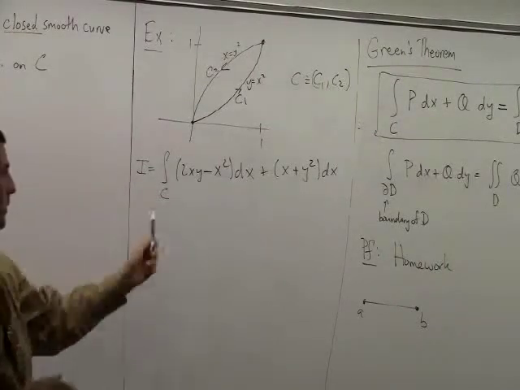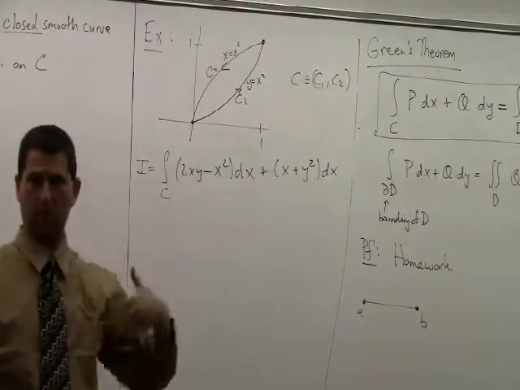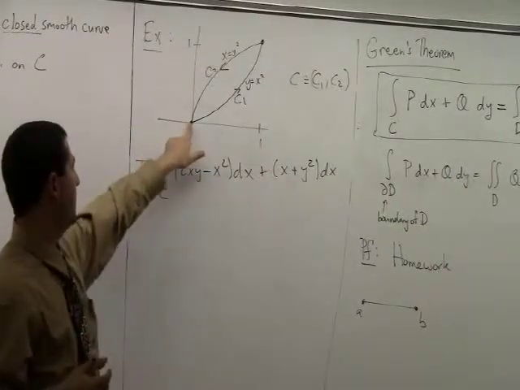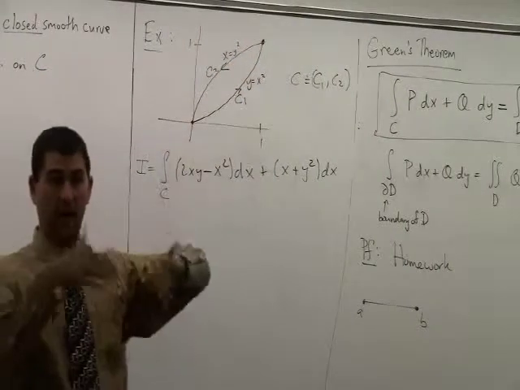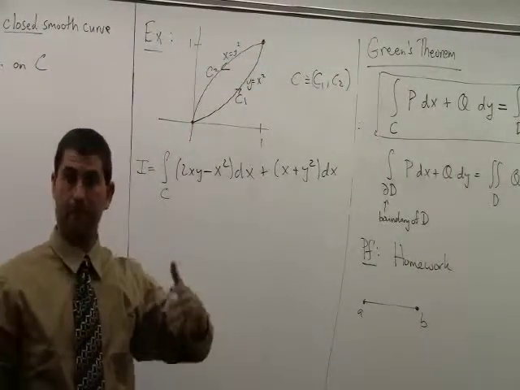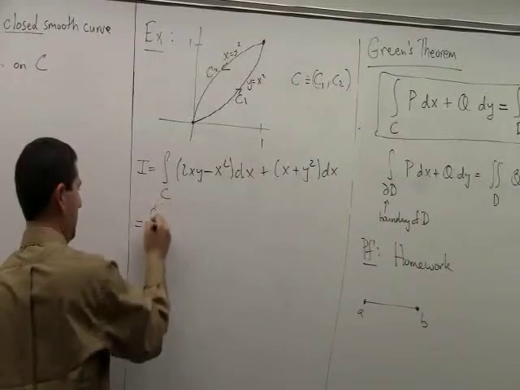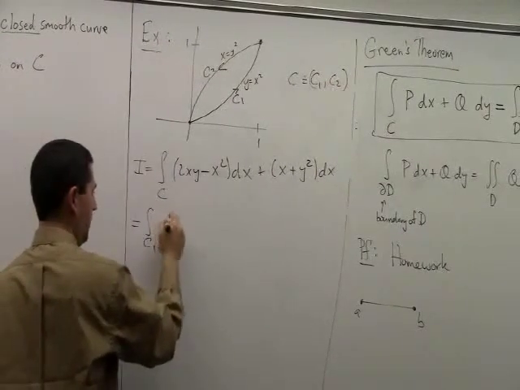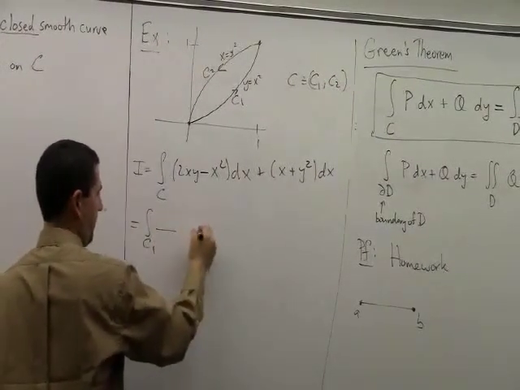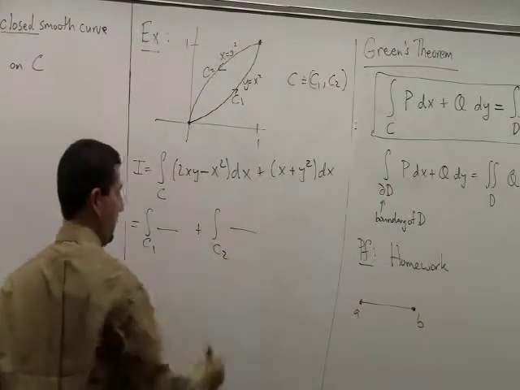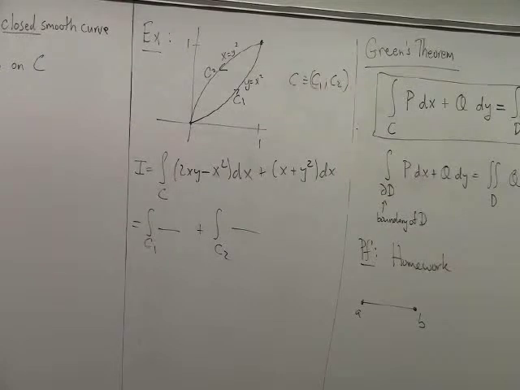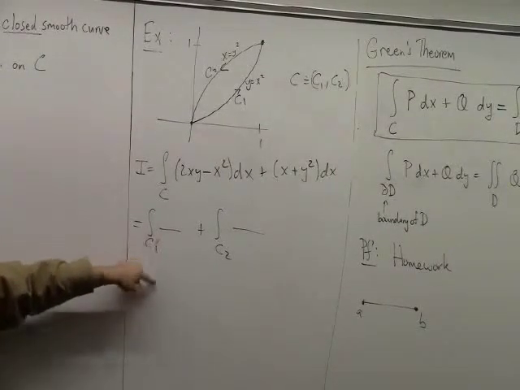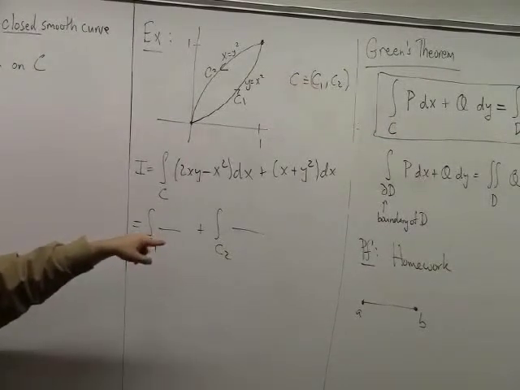Now to do this, forget about Green's theorem, we're just going to do it how we would normally want to do it. The way I can integrate this is by first integrating over C1 and then integrating over C2 and adding that together. So this is the same as the integral over C1 of that stuff plus the integral over C2 of that stuff. Okay, so to do that, I'm going to need to parameterize C1, I'm going to need to parameterize C2.